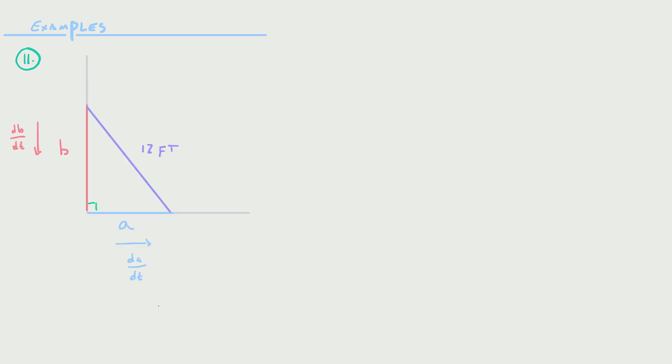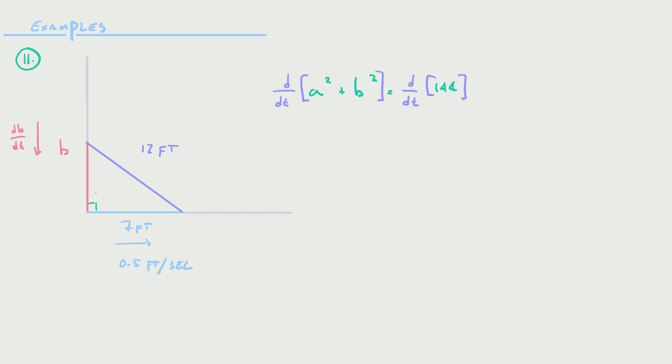I blew up this picture a little bit. Let's move the ladder to where it's 7 feet away from the wall. We know dA/dt is 0.5 feet per second. We're trying to find dB/dt. And the thing that relates a, b, and this 12-foot ladder is indeed the Pythagorean theorem. Also, I didn't make it clear in the drawing before, but this is definitely a right angle that we're talking about here. So I plugged in 12 for c, and then now I'm differentiating it with respect to time.